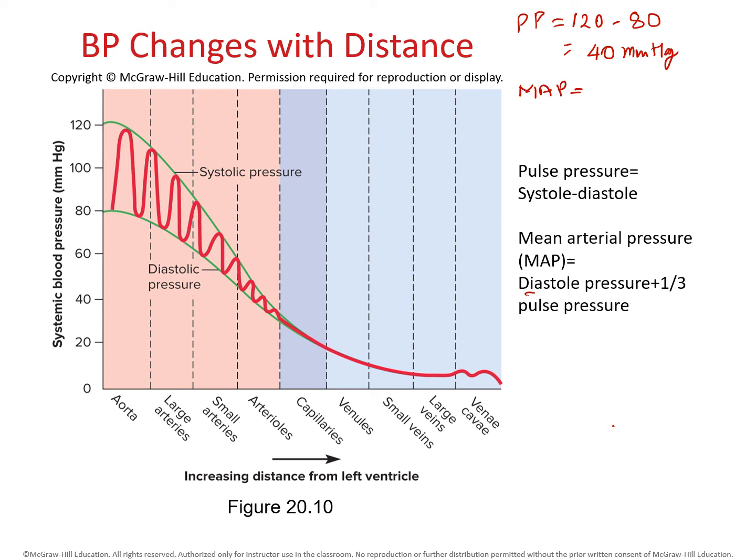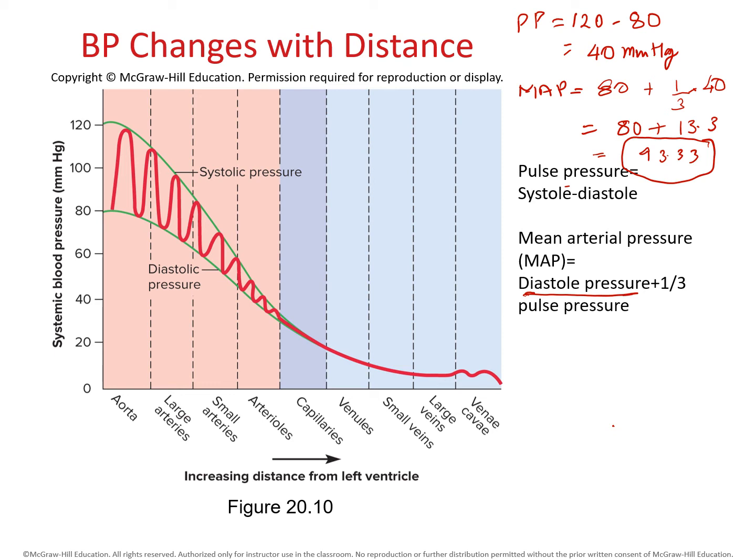The mean arterial pressure is the diastolic pressure, which is 80, plus a third of the pulse pressure, and here the pulse pressure is 40. This amounts to about 80 plus 13.3, which is approximately equal to 93.33. So the mean arterial pressure is approximately 93.